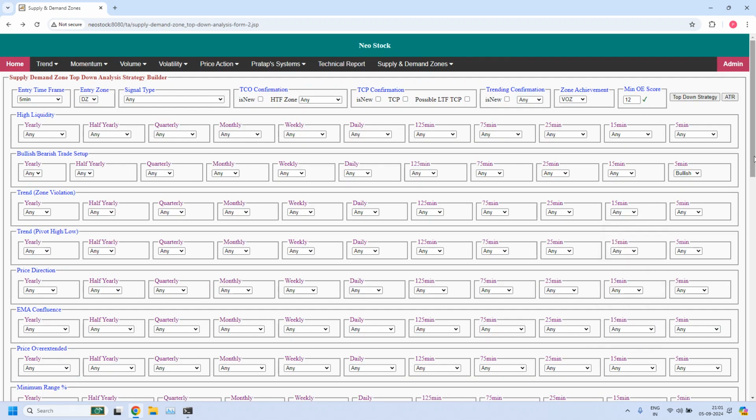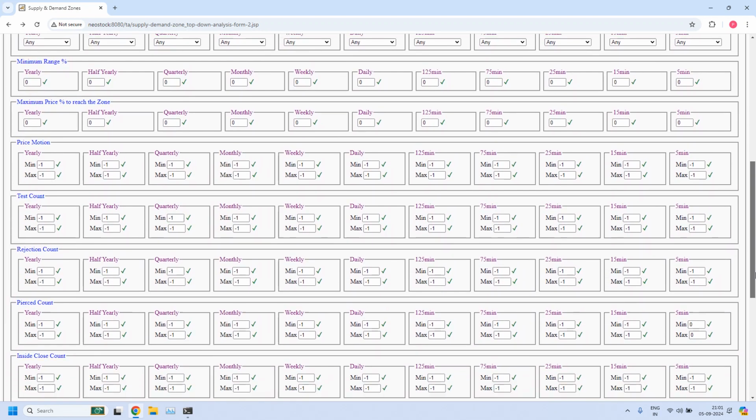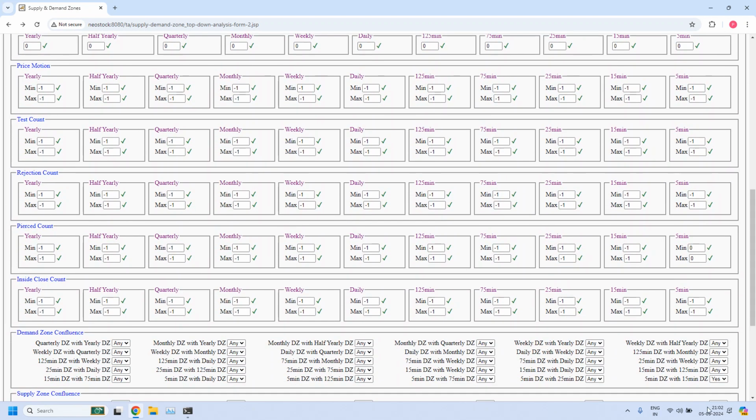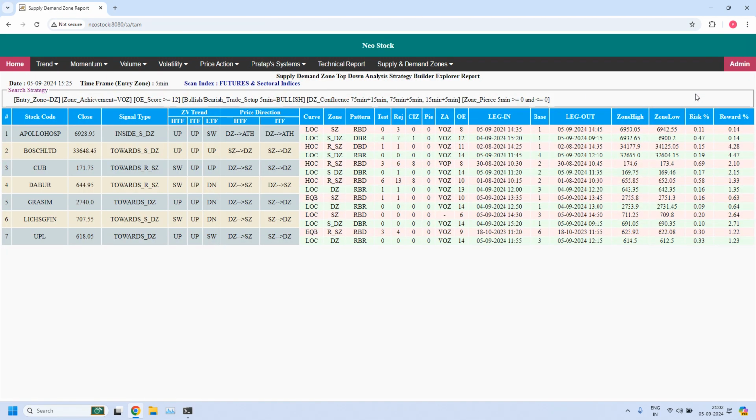Let us look for LTF, ITF, HTF confluence. That means 5 minutes, 15 minutes and 75 minutes demand zone confluence. Already 5 minutes and 15 minutes zone is enabled. Next, 5 minutes and 75 minutes I am enabling, and 15 and 75 is also getting enabled. Now let's filter. So 7 stocks are filtered. All these 7 stocks are having LTF, ITF, HTF confluence: 5 minutes, 15 minutes and 75.